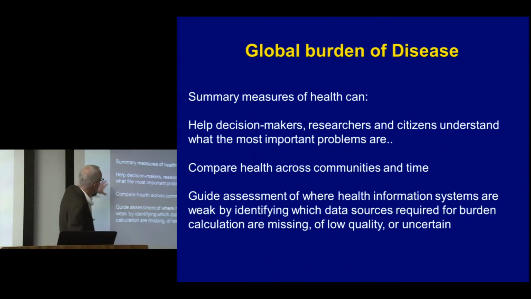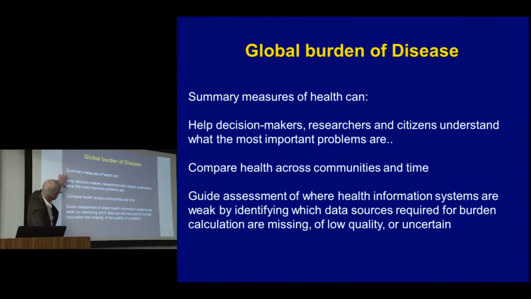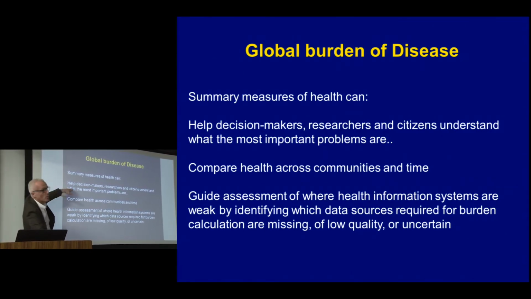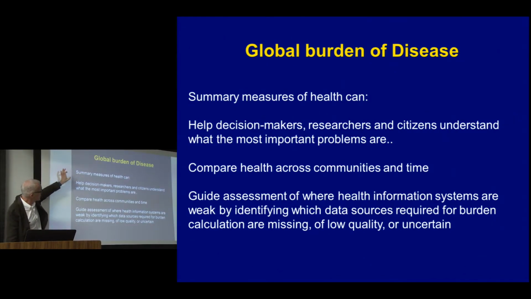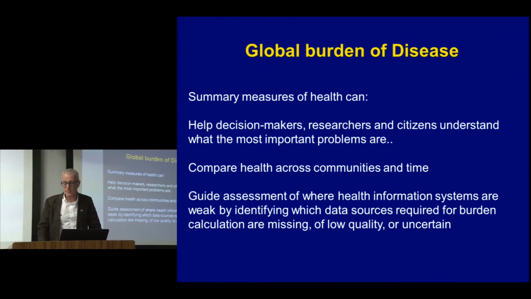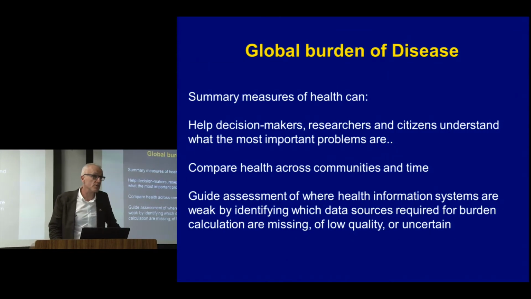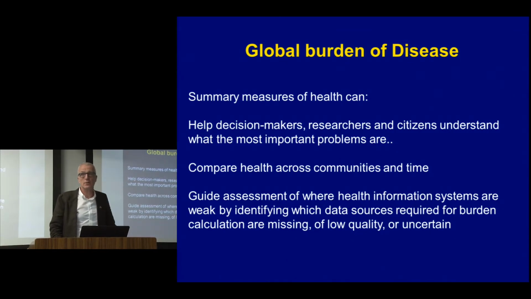So summary measures of health can help decision makers, researchers and citizens understand what the most important problems are. I don't think that's true. I think that's a big mistake. Global burden of disease estimates do not help us decide what the most important problems are. The most important problems are the problems that we have the most cost-effective interventions for.